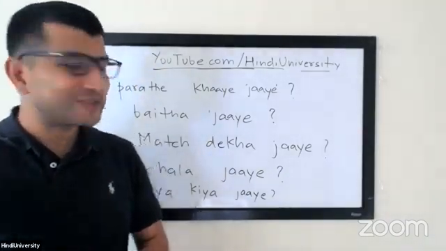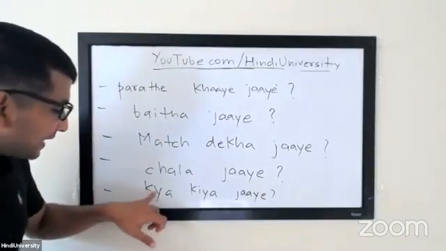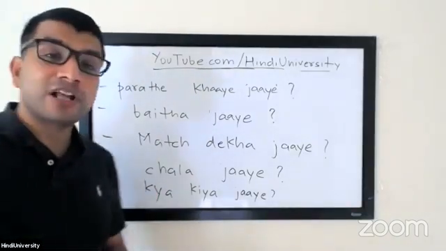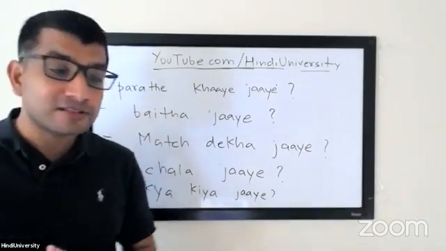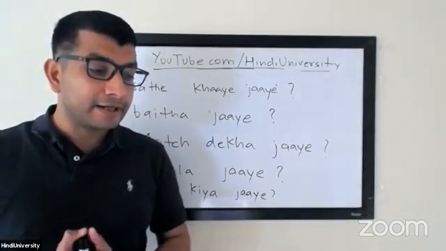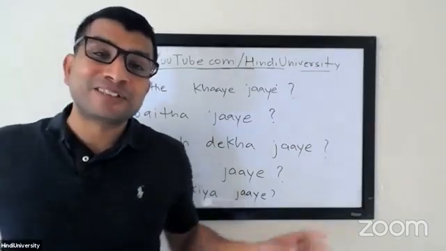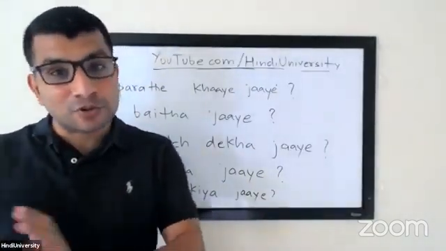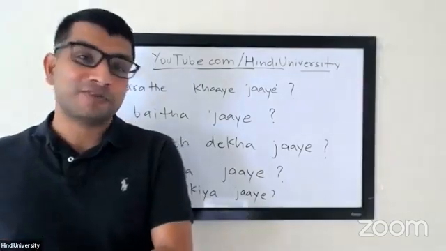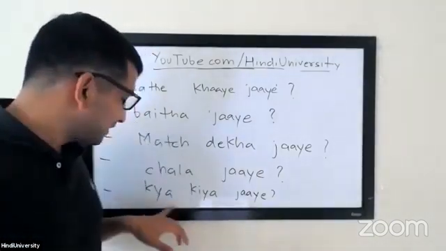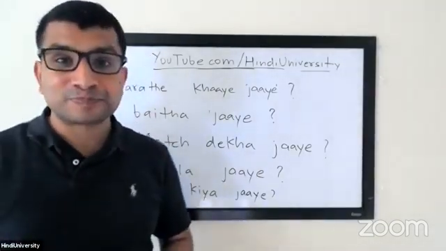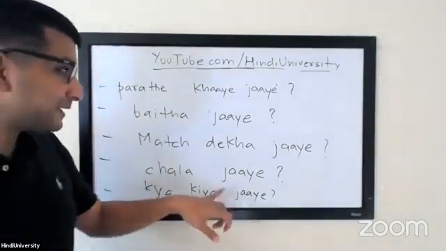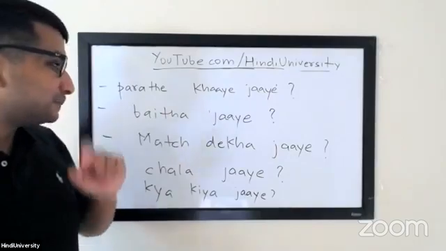Okay, perfect. Next one is, let's say we all get together. Kya kiya jaye? Like, what shall we do? Let's say all of you come to my house, and everyone has different preferences. Someone wants to play games, someone wants to watch a movie, someone wants to go travel around. I can ask the question, kya kiya jaye? Still the same pattern.